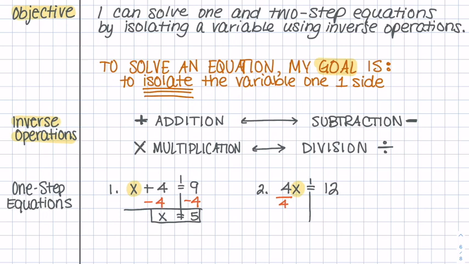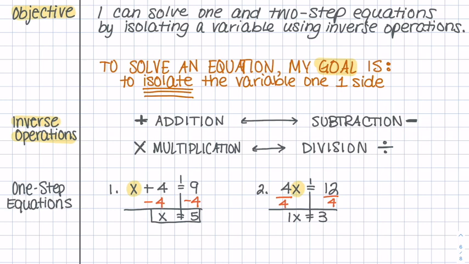Remember what I said earlier, this is an equation. It's an equation, so it has to be balanced on both sides. So if I divide by 4 on one side, I have to divide by 4 on the other side. And let's see what that leaves me with. 4 divided by 4 is 1, and then x equals 12 divided by 4, which is 3.